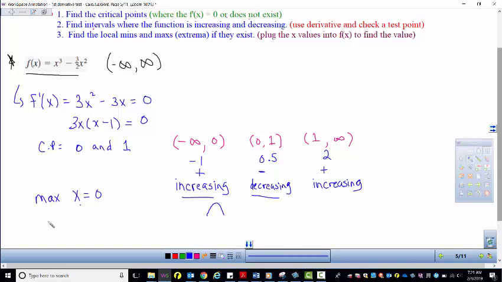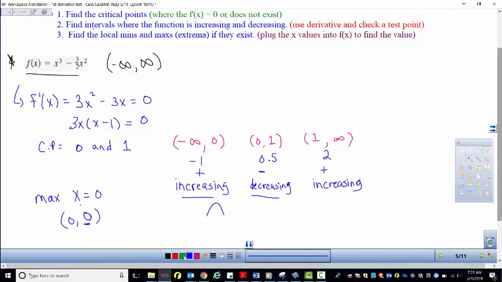And here, well, actually, let's just stop. So when x is 0, there's a maximum. So what I can do is find the y value to go with my maximum by plugging 0 back into the original equation. Well, it's going to be very easy. That's 0.